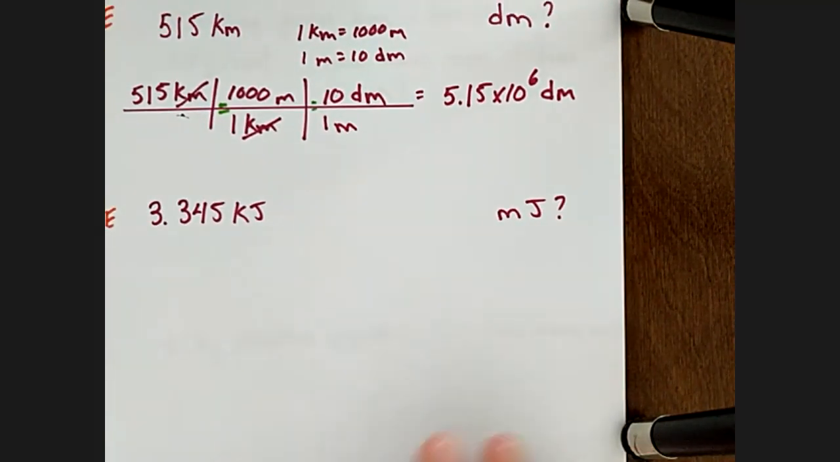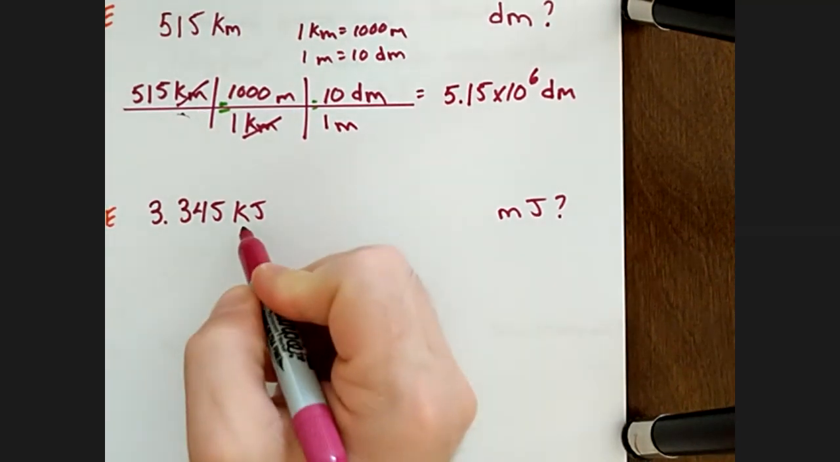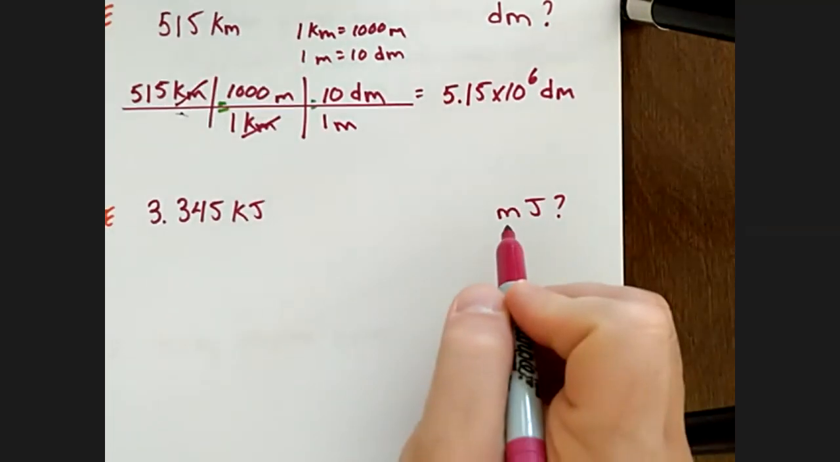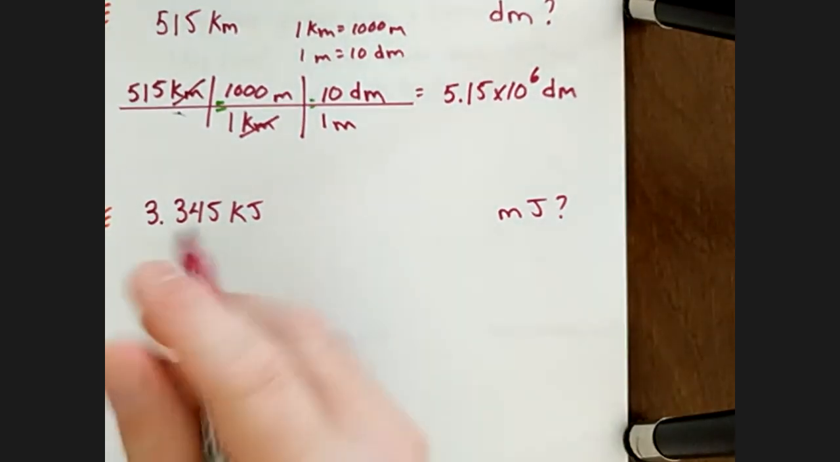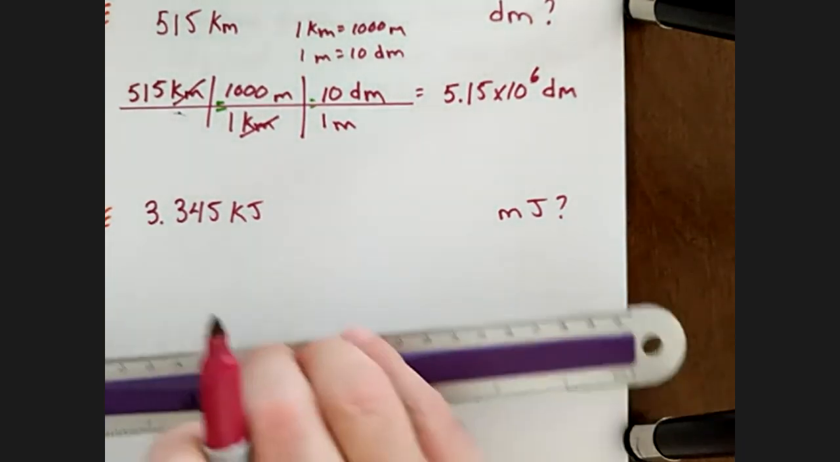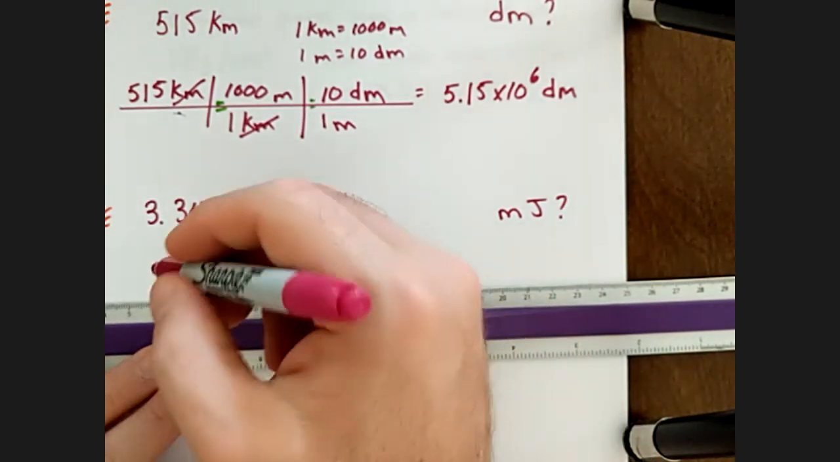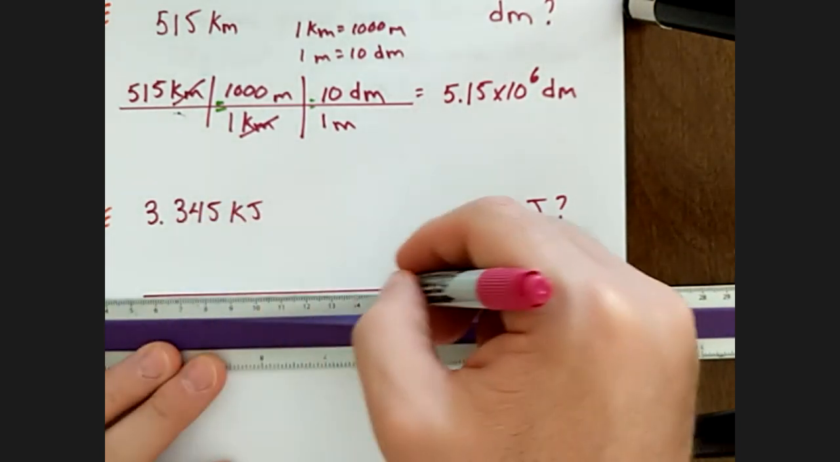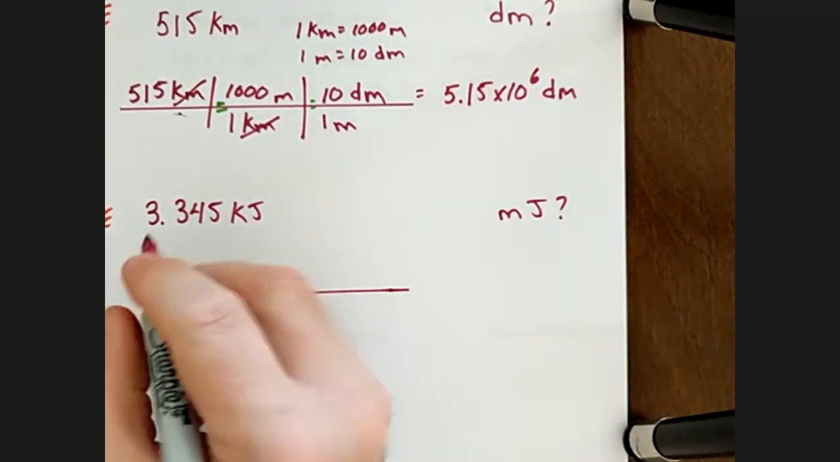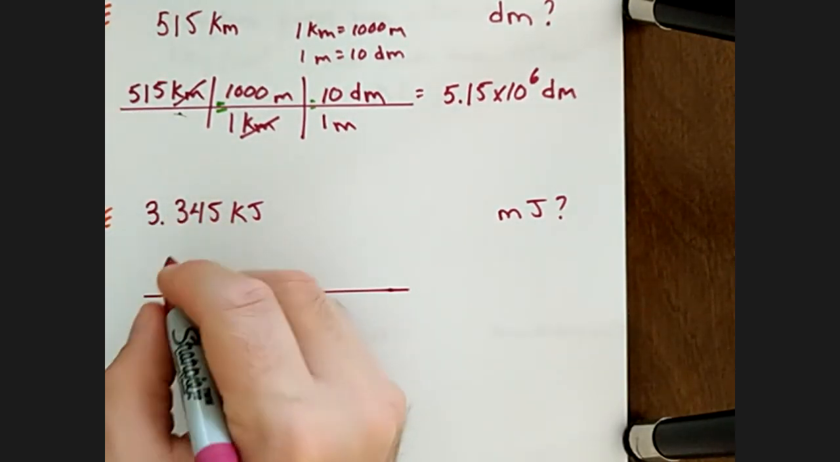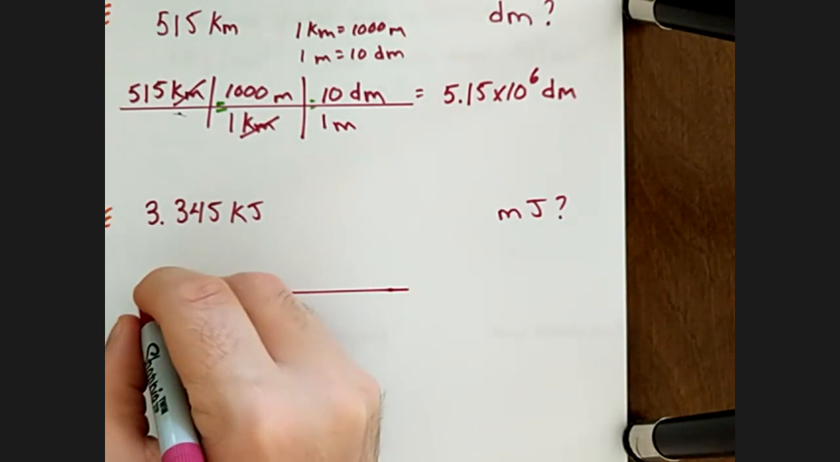Next one, we have 3.345 kilojoules, and we want that in millijoules. Okay, so same setup as before here. Again, I only have one bit of information, so there is nothing else here as far as information to start with.